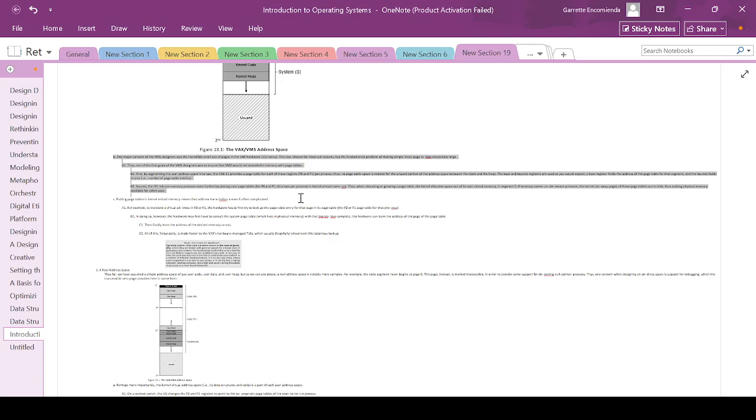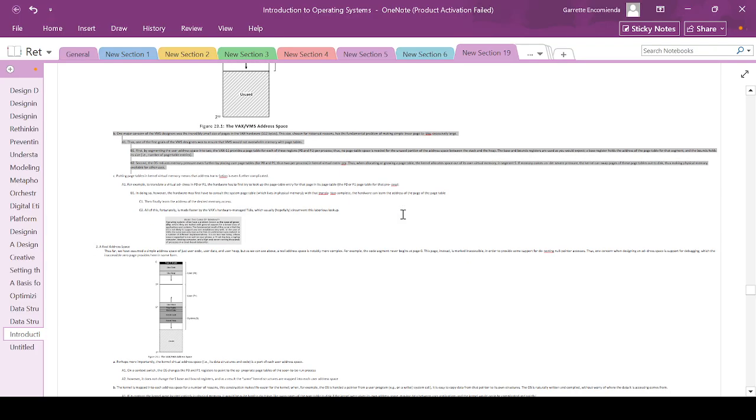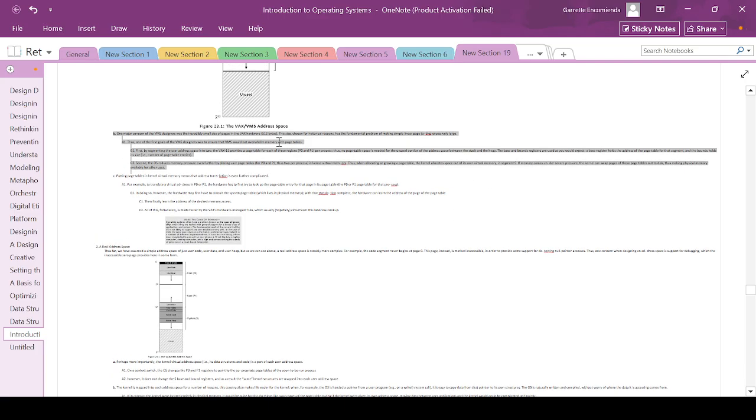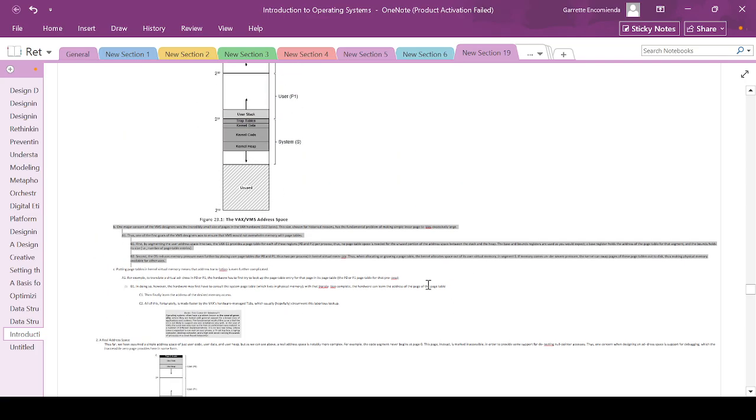Additionally, we place the page tables of these two address spaces in kernel virtual memory, or again in this system space. Again, that's just virtual memory. Thus, when allocating or growing a page table, the kernel allocates space out of its own virtual memory. In segment S, if memory comes under severe pressure, the kernel can swap pages of this page table out to disk.